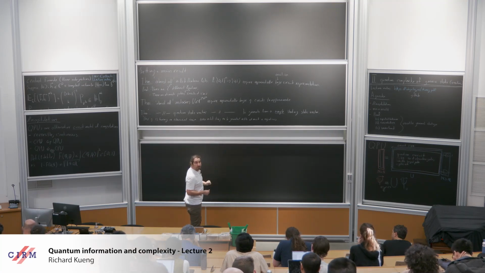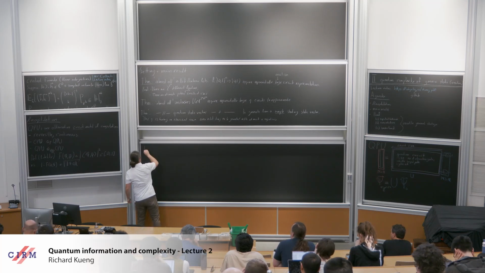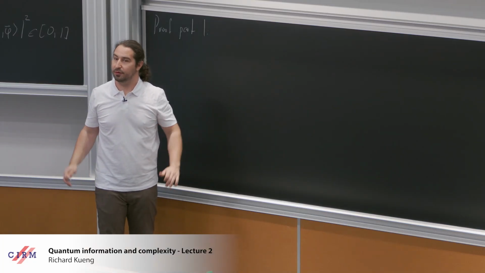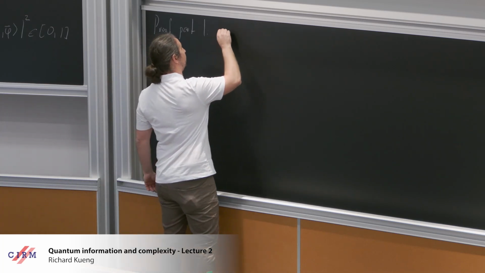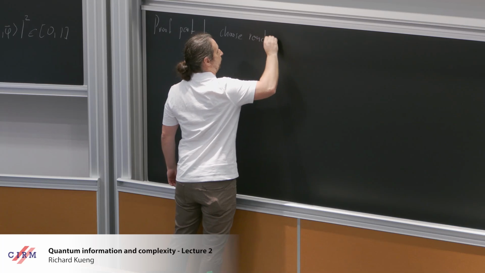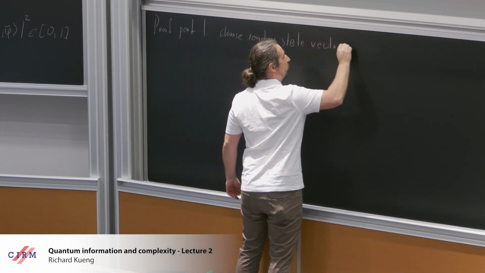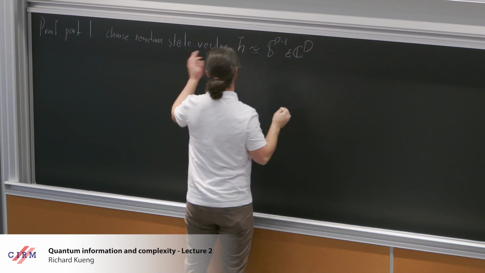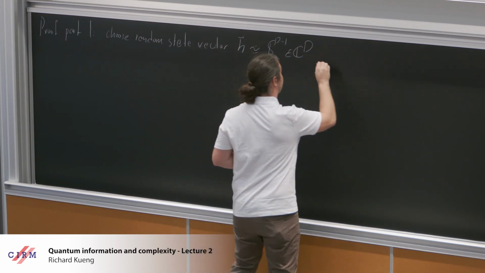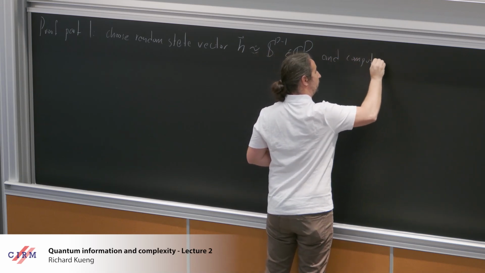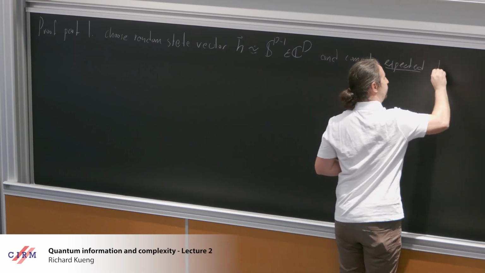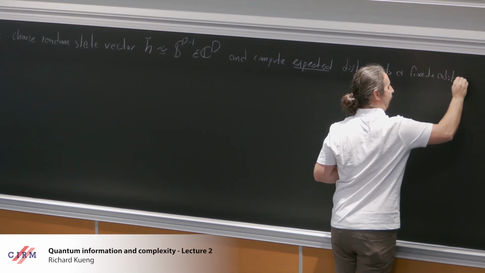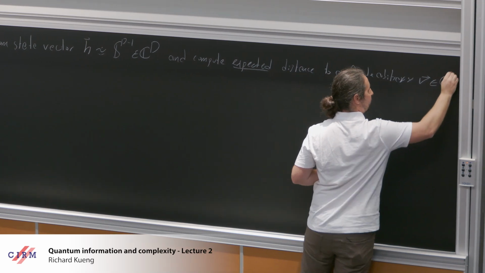So let's prove this. And the proof proceeds in 3 steps. Proof part 1. When in doubt, choose a random state vector and see how it behaves. This is the main gist of today. Proof part 1, choose a random state vector. And what do I mean by random? A random state vector sampled from all possible states, and compute the expected distance to a fixed and arbitrary other state V, which is also there.